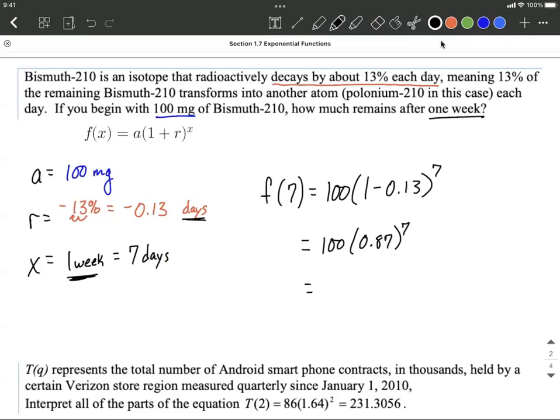Okay, and then getting this into our calculator, this should be about 37.73. And because our initial amount was in milligrams, this too is going to be in milligrams.